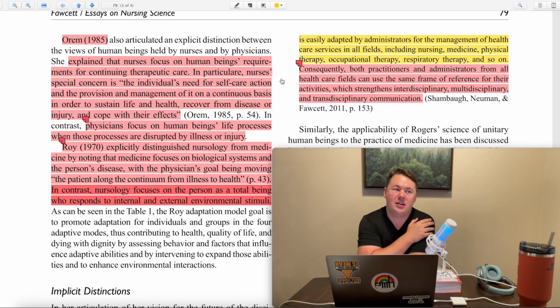I suppose the differentiating factor there is the continuous self-care element of sustaining life and health. But the whole thing about sustaining life and health and recovering from disease and injury and coping with the effects of injury, at least some not insignificant proportion of that falls under the domain of the medical model she lays out about human life processes when they're disrupted by illness. That distinction that's purportedly there really doesn't seem to be there, to my mind.